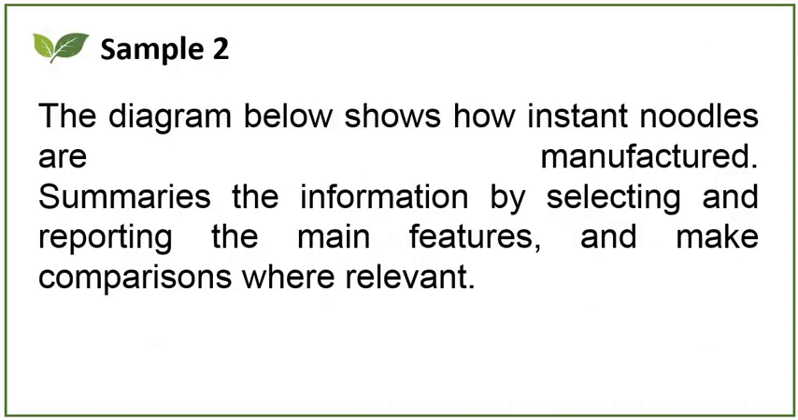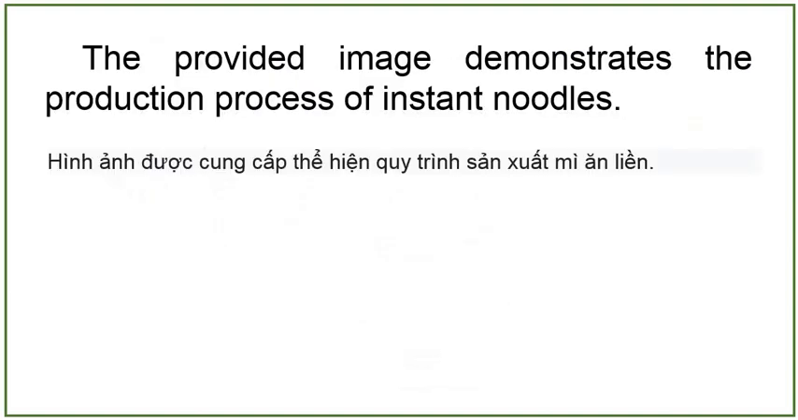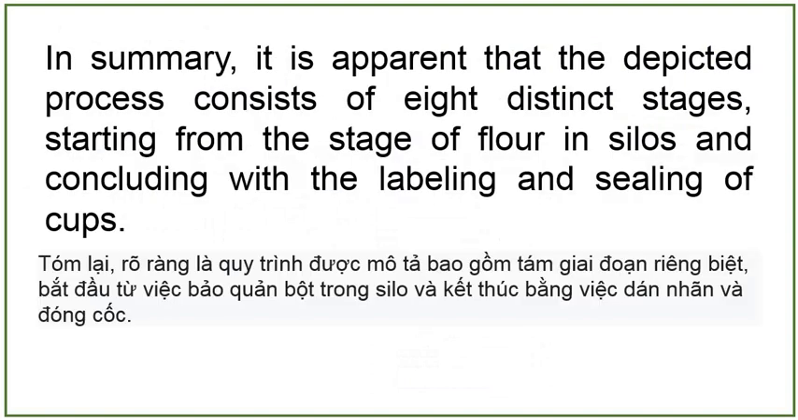The diagram below shows how instant noodles are manufactured. Summarize the information by selecting and reporting the main features and make comparisons where relevant. The provided image demonstrates the production process of instant noodles. In summary, it is apparent that the depicted process consists of 8 distinct stages, starting from the stage of flour in silos and concluding with the labeling and sealing of cups.